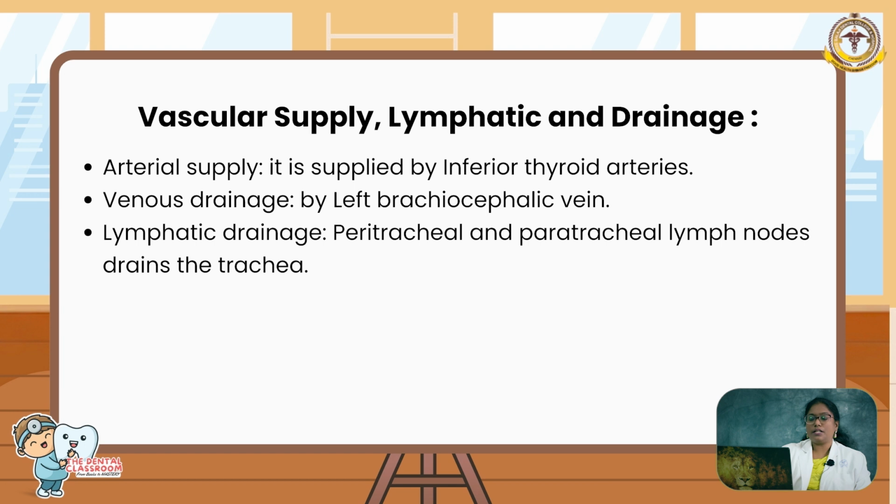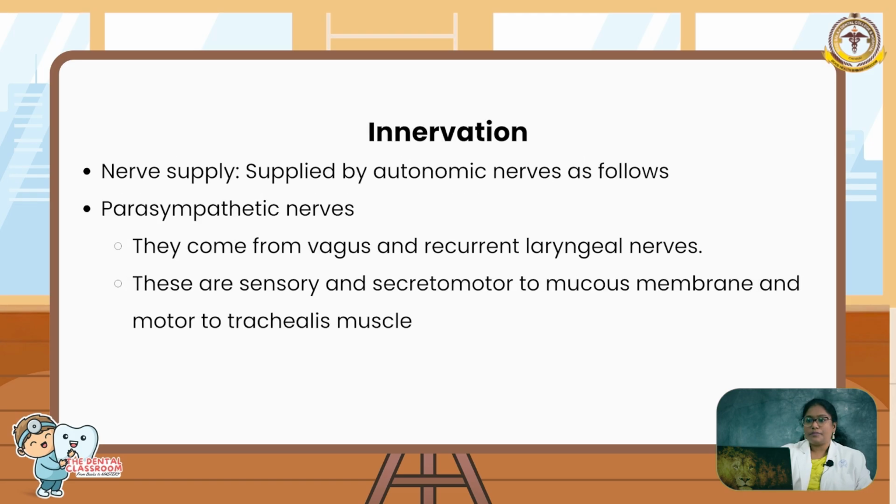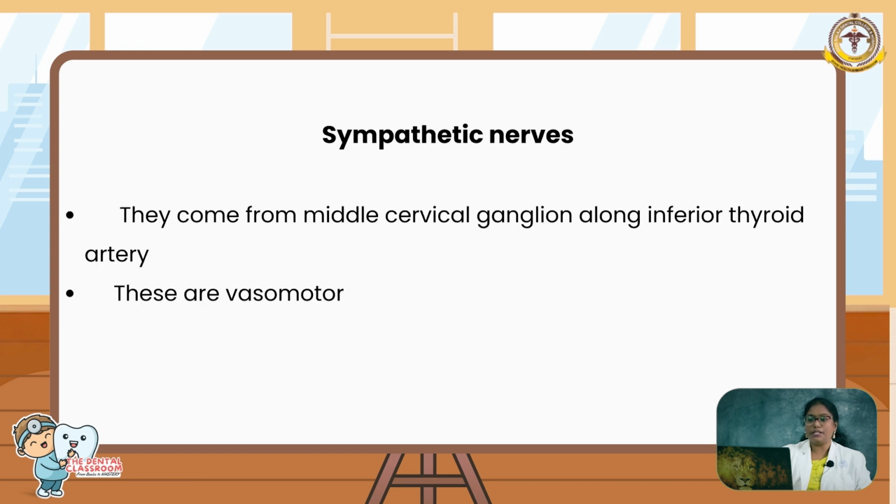Next, the arterial supply. It is supplied by the inferior thyroid artery, venous drainage of the trachea is by the left brachiocephalic vein, and lymphatic drainage is by pretracheal and paratracheal lymph nodes. Nerve supply is by the autonomic nervous system as follows: parasympathetic nerves come from the vagus and recurrent laryngeal nerve. These are sensory and secretomotor to the mucous membrane and motor to the trachealis muscle. Sympathetic nerves come from the middle cervical ganglion along the inferior thyroid artery. These are vasomotor.